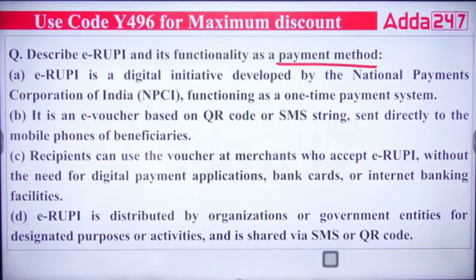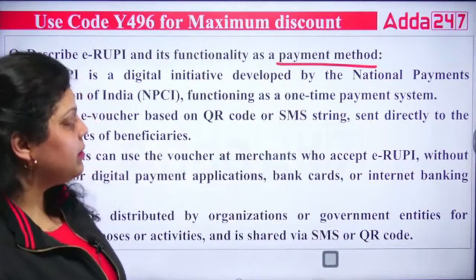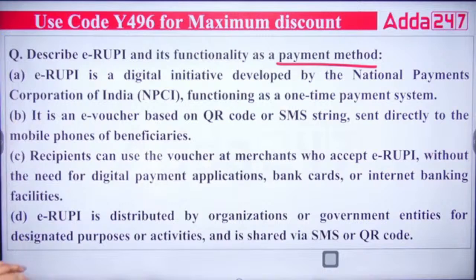E-rupee is a digital initiative developed by National Payment Corporation of India, functioning as a one-time payment system. Second is saying it is an e-voucher based on QR code or SMS string sent directly to the mobile phone of the beneficiary. Recipients can use the voucher at merchants who accept e-rupee without the need of digital payment applications, bank cards or internet banking. E-rupee is distributed by organization or government entities for the designated purpose or activities and is shared via SMS or QR code. What do you think?